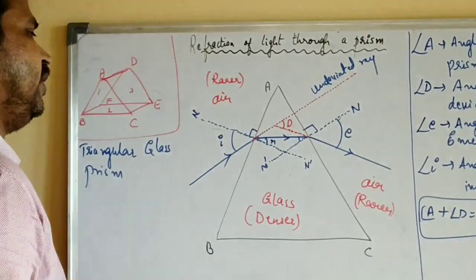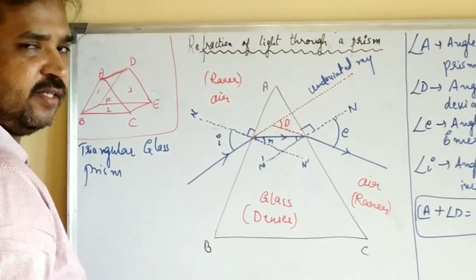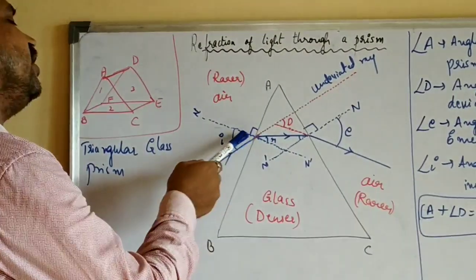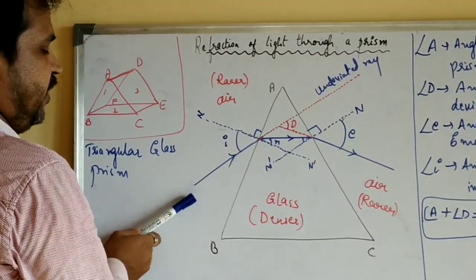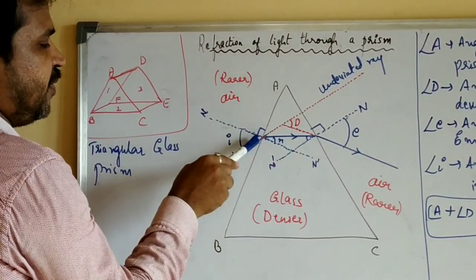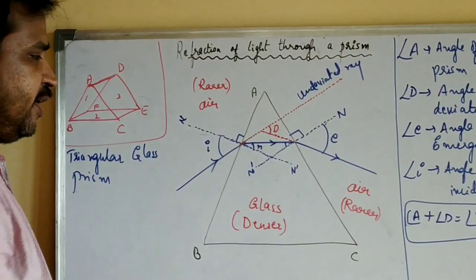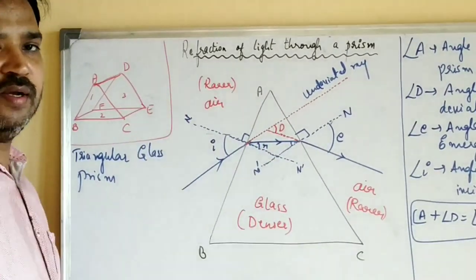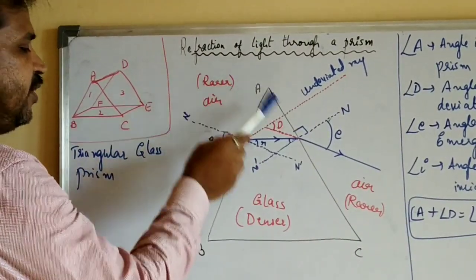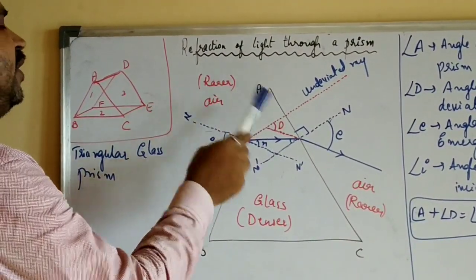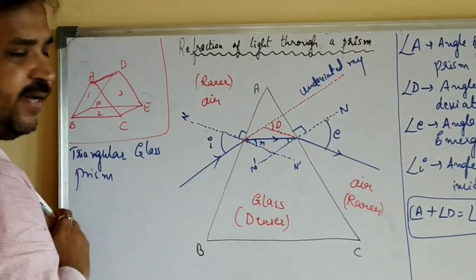Naturally, the refracted ray within the prism should deviate its path, right? The refraction should happen, which means the ray should bend its path. See here, it is coming in this direction within the prism. You can see the refracted ray which is bent, and it is bent towards the normal. Why? Because the incident light is coming from the rarer to the denser medium. So when it comes from the rarer to the denser medium, the refracted ray bends towards the normal N dash.